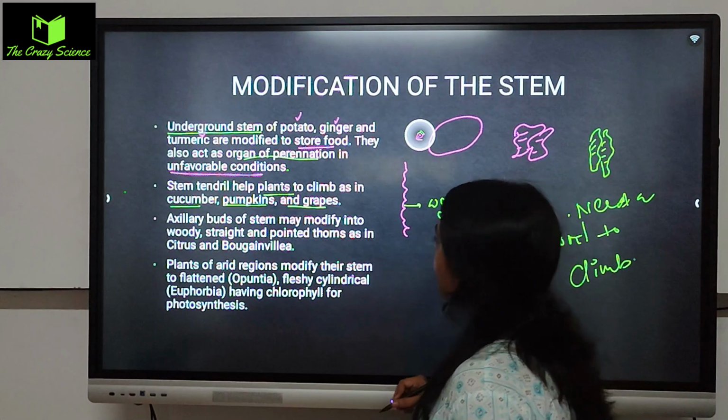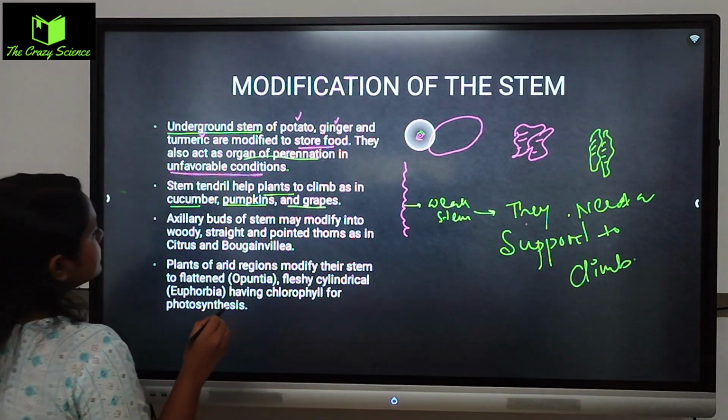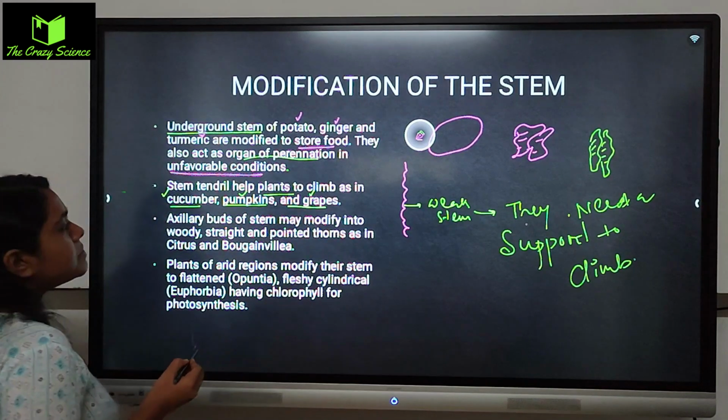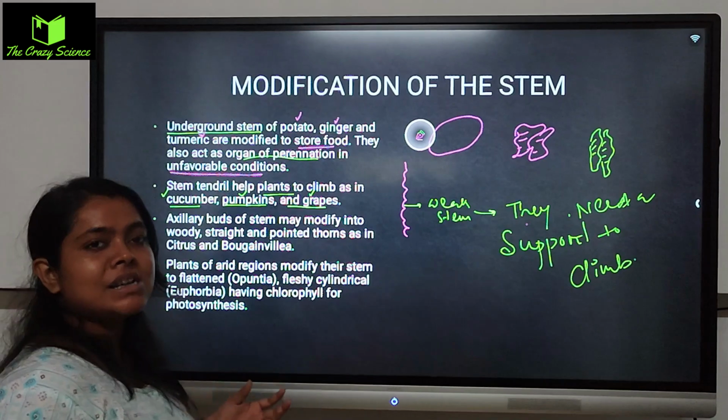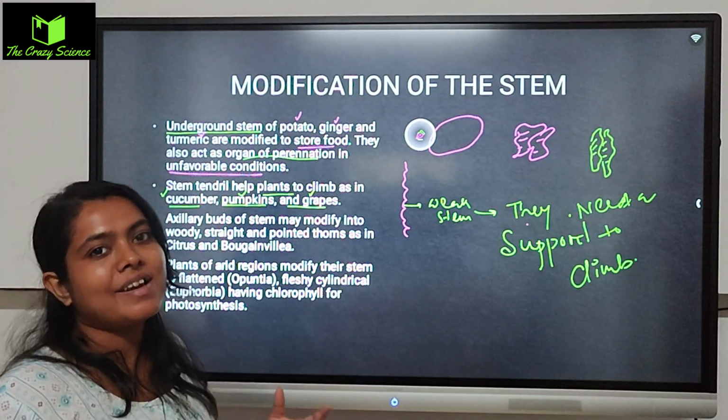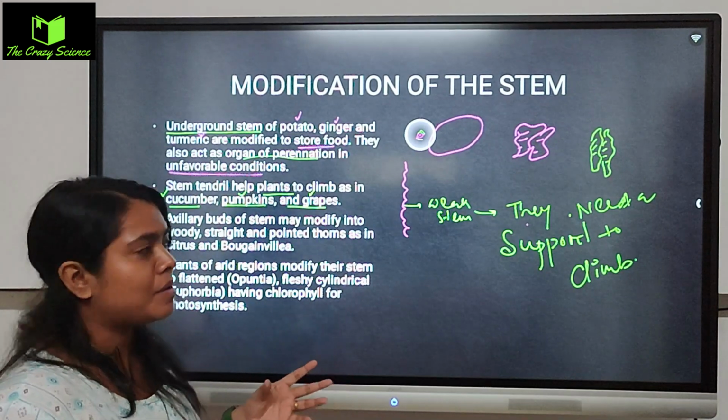All right, okay. The examples are the cucumber, pumpkins and grapes. Cucumber means shosha, pumpkins means kumro, and grapes, we all know grapes means what? Grapes means angur, the ones we eat.